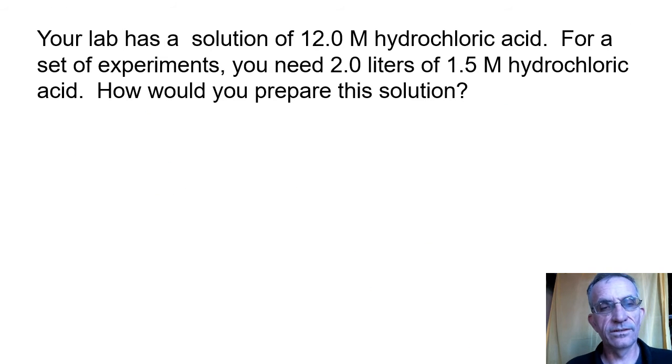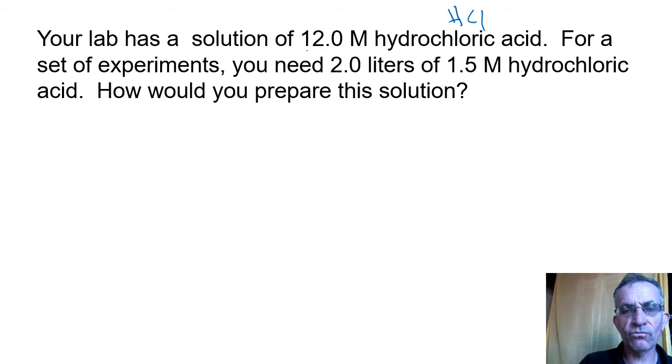Your lab has a solution that's 12 molar hydrochloric acid. Hydrochloric acid, that's HCl, by the way. 12 molar, that's actually what you buy if you ever buy hydrochloric acid. They'll mail you 12 molar hydrochloric acid. For a set of experiments, you need 2 liters of 1.5 molar hydrochloric acid. How would you prepare this? So you've got a really high concentration right now. That's what you own, 12 molar. You want to turn it into 1.5 molar.